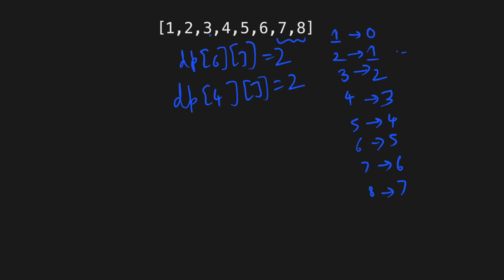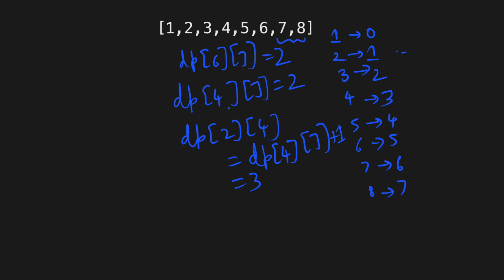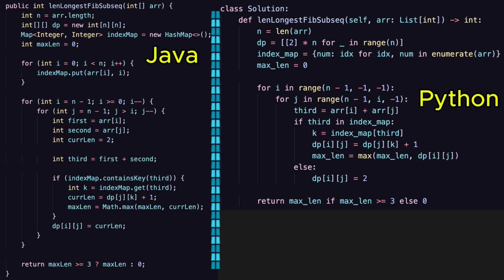Later, suppose we form the pair 3 and 5, and 3 plus 5 will be equal to 8. So now we have to calculate dp of 2 and 4. When we sum 3 and 5, we get 8, which is in the index map, stored at index 7. So we get dp of 4 and 7 plus 1, which was 2 plus 1, equal to 3, and so on. This is how we will continue to fill in the rest of the dp. Throughout the iteration, we will be tracking the maximum length, which will be equal to 5, and that will be our answer. Here is a quick code walkthrough of the solution we just talked about.